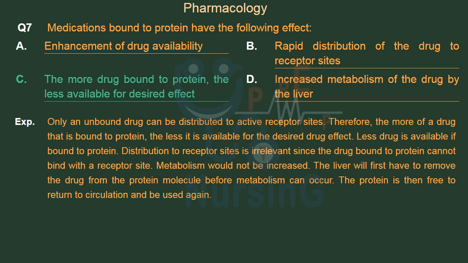Metabolism would not be increased. The liver will first have to remove the drug from the protein molecule before metabolism can occur. The protein is then free to return to circulation and be used again.